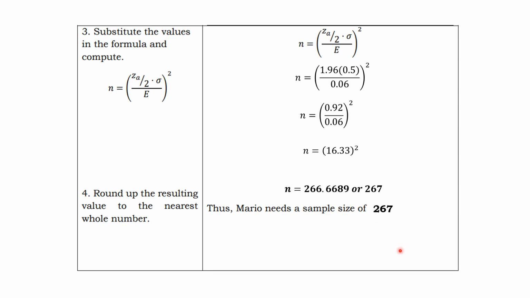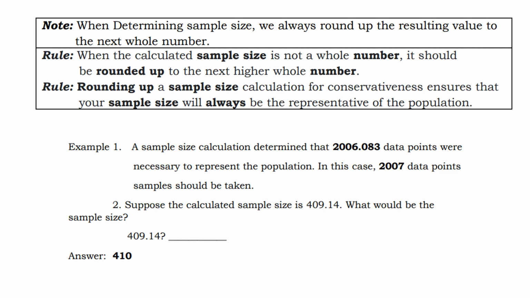Note that in determining sample size, we always round up the resulting value to the next whole number. So these are the rules. When the calculated sample size is not a whole number, it should be rounded up to the next higher whole number. Rounding up a sample size calculation for conservativeness ensures that your sample size will always be representative of the population.